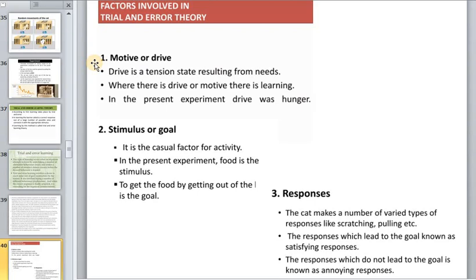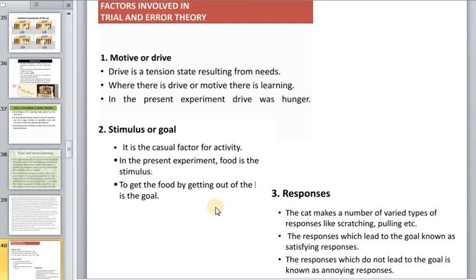This cat wants to eat. Of course, the fish is a very good motive, and drive is a tension state resulting from needs. Where there is a drive or motive, there is learning. In the present experiment, the drive was hunger. And stimulus and goal are the causal factors for activity. In the present experiment, food is the stimulus, and getting the food by getting out is the goal.